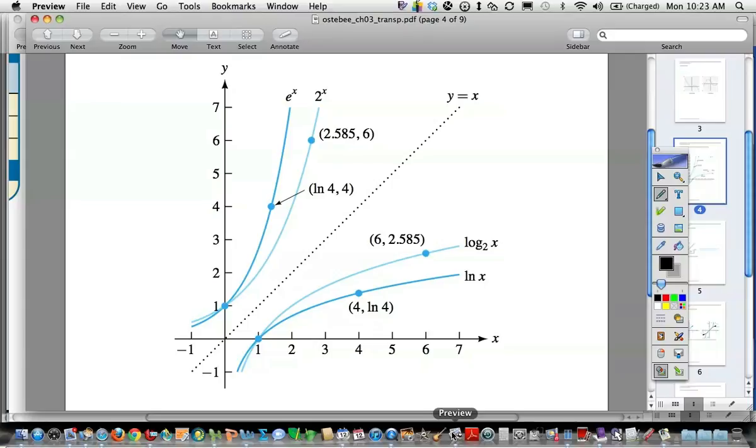Now if I start with y equals e to the x, and you look at that exponential graph, the one on the far left there, and then you look at natural log, the dark blue one there, you have that dotted line y equals x, and they're mirror images. So inverse functions are mirror images in that diagonal line. Okay, that's one property they have.